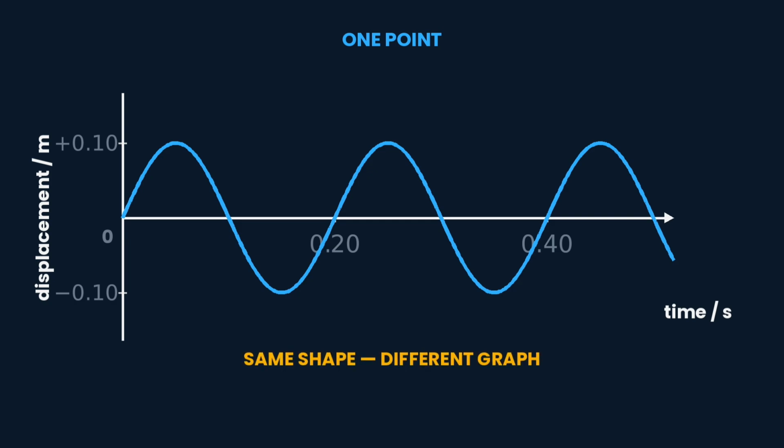The two graphs can look identical, but their horizontal units decide what they show. A distance graph gives wavelength, a time graph gives period. By itself, one graph does not directly give both.